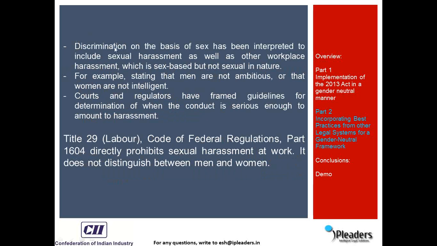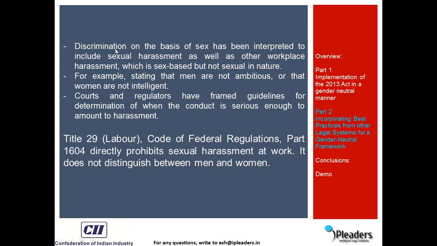Now there is an interesting observation from US laws. Sexual harassment at work emanates there from the provision which prohibits discrimination on the basis of sex. From there, courts have read it in to include sexual harassment at work, and subsequently there are lots of policy guidelines available on the internet which explain what sexual harassment at work is. An independent regulator called the Equal Employment Opportunity Commission was created, which has issued these policy guidelines. But what is interesting is that apart from sexual harassment, they are covering other kinds of discrimination on the basis of sex also, which is sex-based but not sexual in nature.